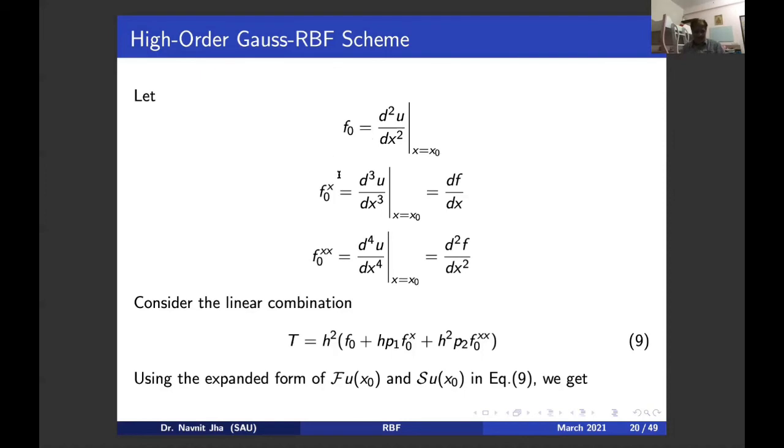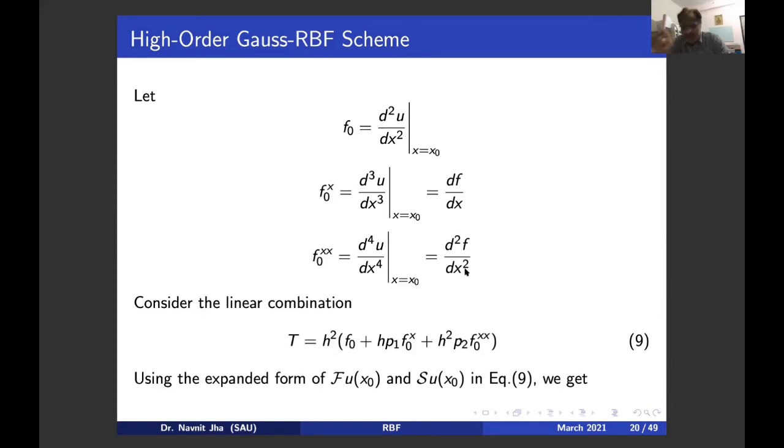Now, what will be the first derivative of f? This is what I have written: f_x, that is d3u by dx cube, and f_x is nothing but df by dx, of course at x equal to x0. Similarly, f_xx is d4u by dx4 at x equal to x0, equal to d2f by dx square, of course at x equal to x0.